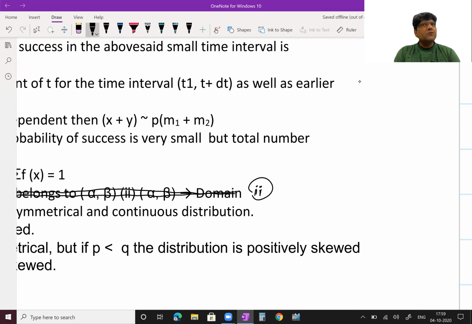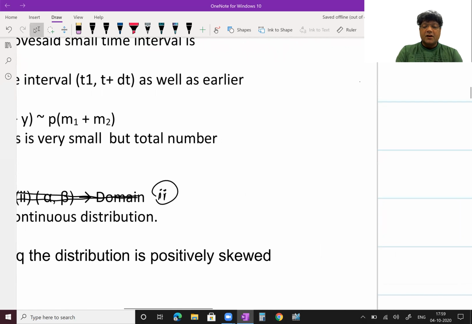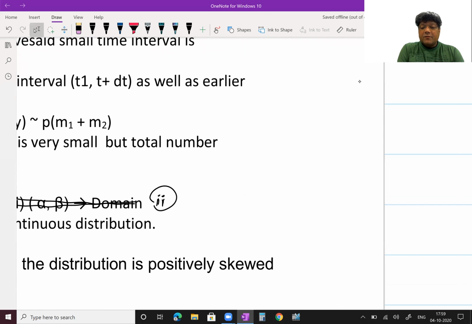But which symbol do you have to use here? Integration. Why? Continuous. Why is it continuous? PDF is used for continuous. So what will it come as? It will come as integration from minus infinity to plus infinity f(x) dx is equal to 1. Minus infinity to plus infinity means total. Full f(x) means probability. Full probability is always 1.